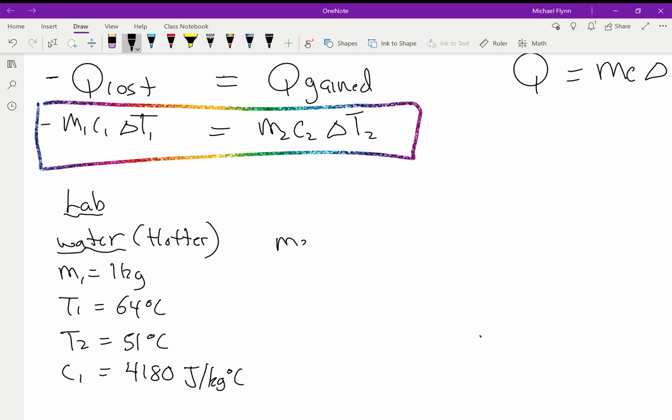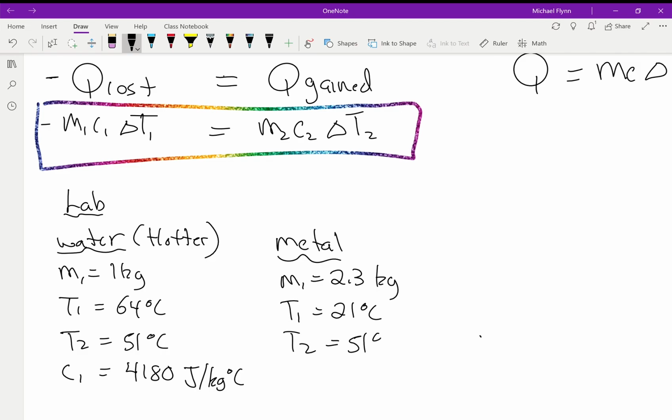Now my metal, okay, in the experiment, I know M1 was 2.3 kilograms. So it's a 5-pound weight, 2.3 kilograms. It says right on it, okay? T1 for the metal was 21 degrees Celsius. T2 for the metal, notice, they share the same final temperature. That's what happens in method of mixtures, okay?